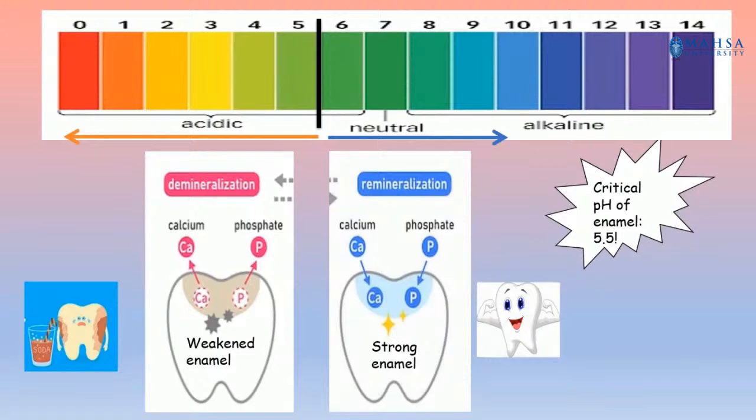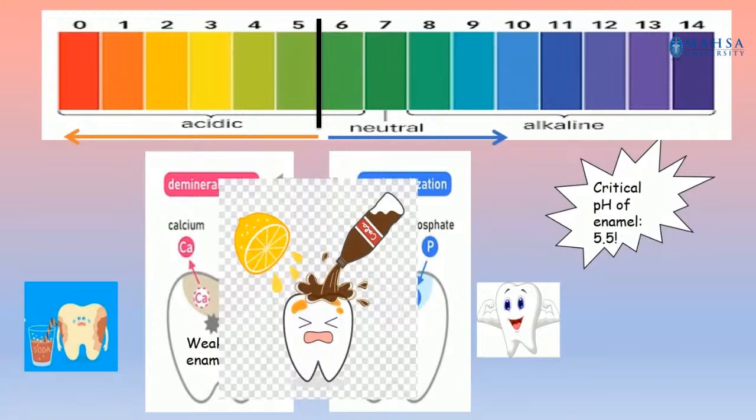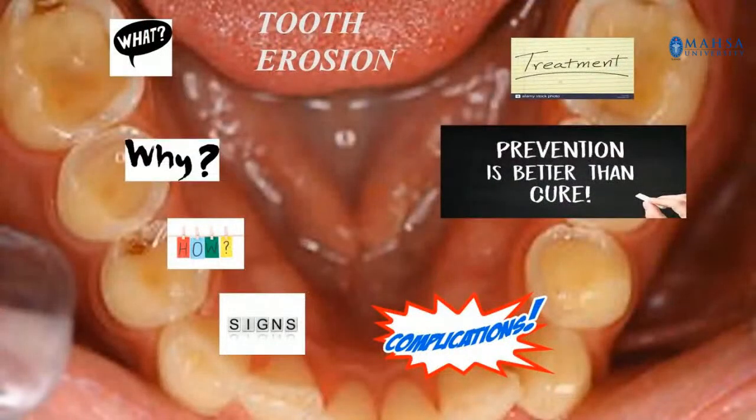Thus, if our tooth enamel is exposed to substances that have a pH value of less than 5.5 for a long period of time, there will be constant loss of minerals and no longer enough minerals to protect our tooth, leading to more dissolution of our tooth structure. Now, let us look at some signs of tooth erosion.